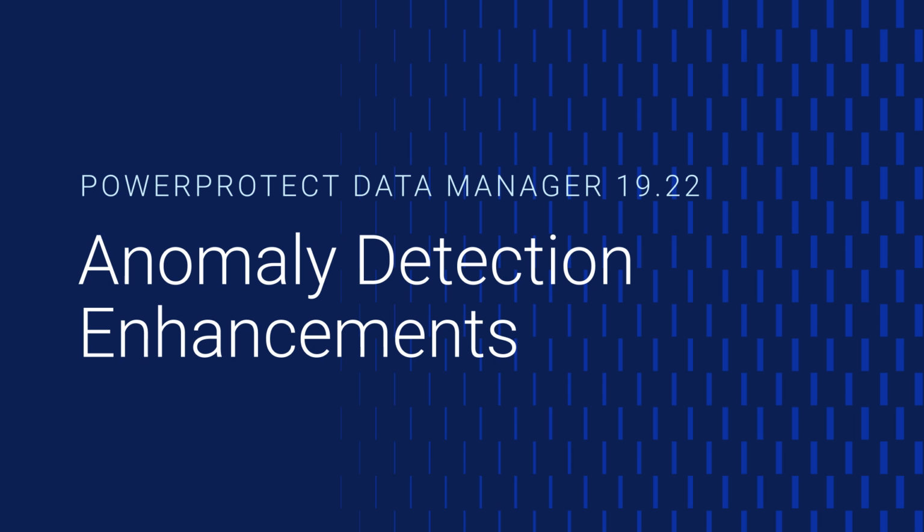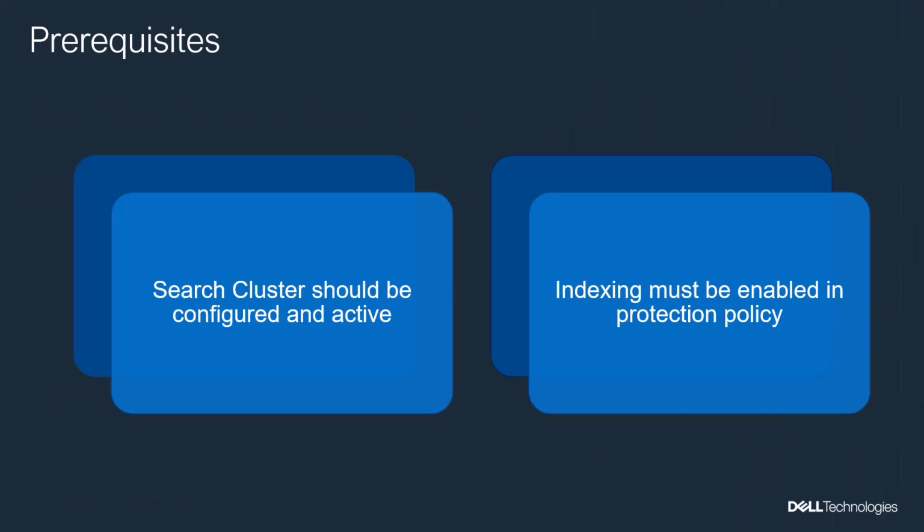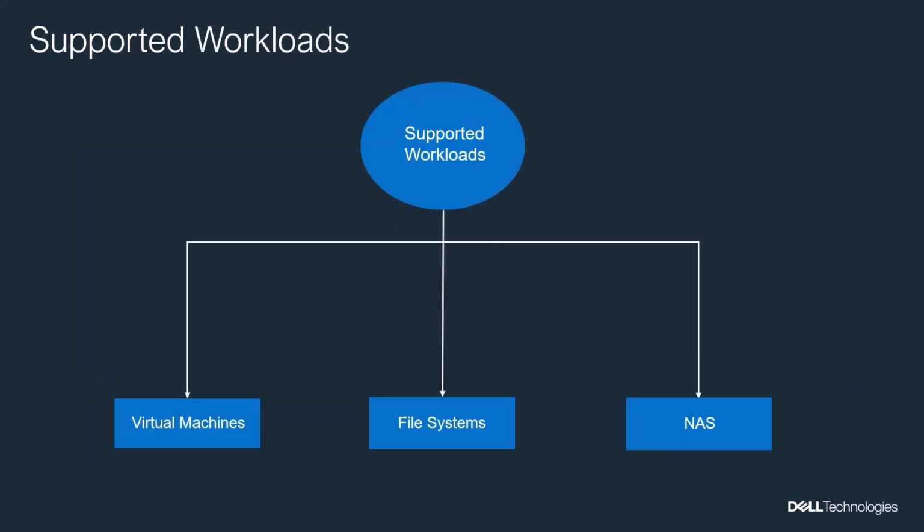And in this video, we'll talk about the enhancements of anomaly detection in the Dell PowerProtect Data Manager 19.22 release. The prerequisites for anomaly detection in PowerProtect Data Manager remain the same. That is, the search cluster should be configured and active, and indexing must be enabled in the protection policy. We continue to support virtual machine, file system, and NAS workloads even in this new release.